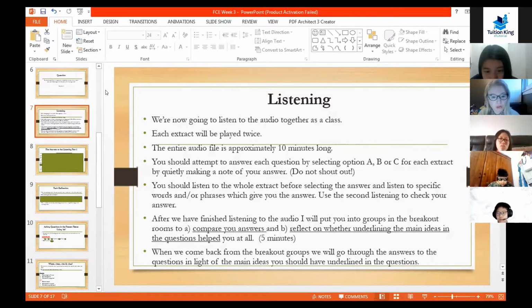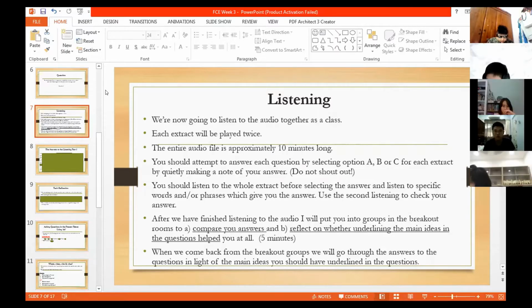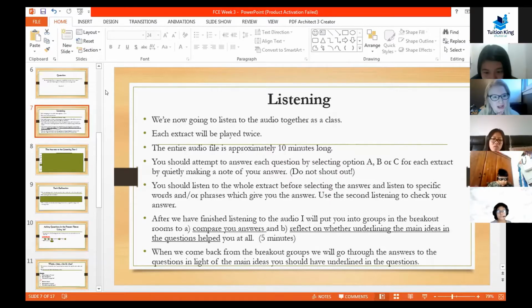The audio file as a whole is 10 minutes long. That includes the time it takes to repeat each extract. Each extract is very short, as I mentioned. They're just 30 seconds, and there are 8 in total. And you know that you have to select A, B, or C.